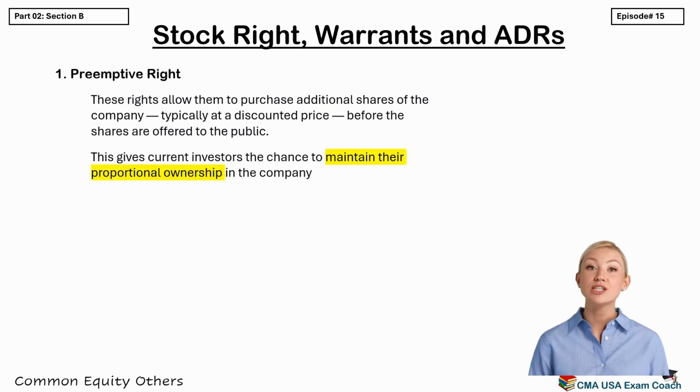Preemptive rights are special privileges given to existing shareholders. These rights allow them to purchase additional shares of the company, typically at a discounted price, before the shares are offered to the public. Why do companies issue preemptive rights? Well, when a company wants to raise more capital by issuing new shares, they may offer these rights to existing shareholders first. This gives current investors the chance to maintain their proportional ownership in the company.